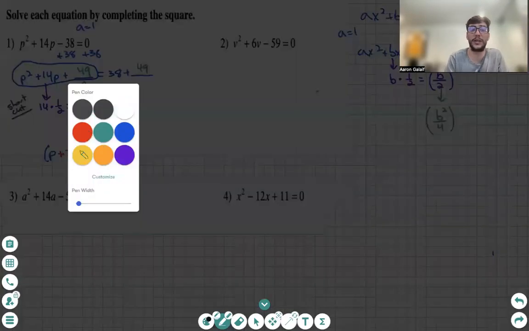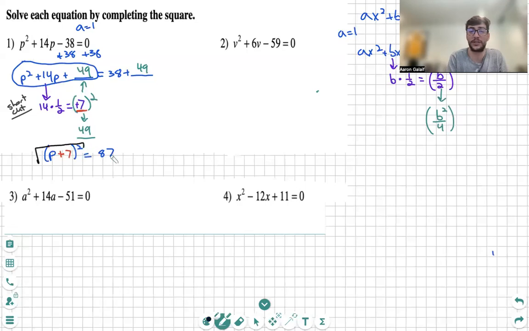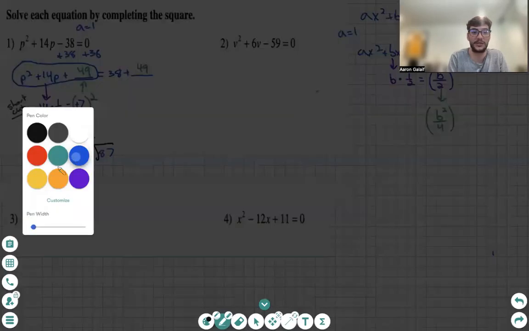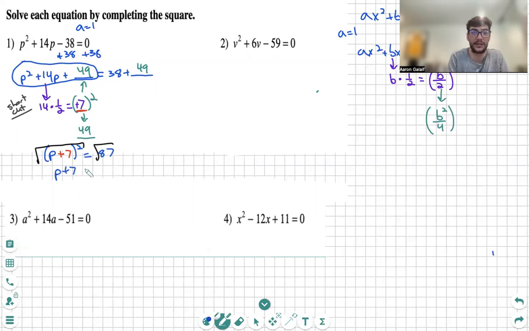Now, all we need to do is solve. We need to get rid of the square, so I square root both sides. After square rooting both sides, you get P plus 7 equals plus or minus the square root of 87. There's no perfect square. We can't simplify 87. Then all I need to do last is subtract the 7 from both sides. And my final answer is -7 plus or minus the square root of 87. That is the final answer to this equation.